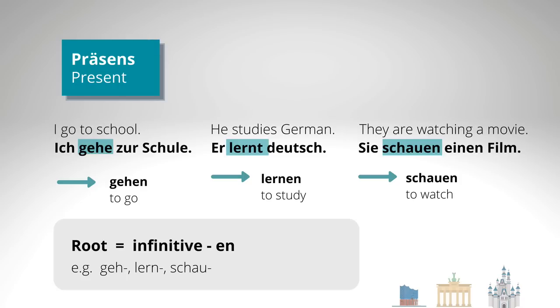In order to form the Präsens, we first need to get the root of the verb. We do this by taking the infinitive, which in German is characterized by the ending en, and all we need to do is leave out the ending en. So for example, the root of the verb gehen, to go, is geh, and the root of the verb lernen, to study, is lern. And also the root of the verb schauen is schau.